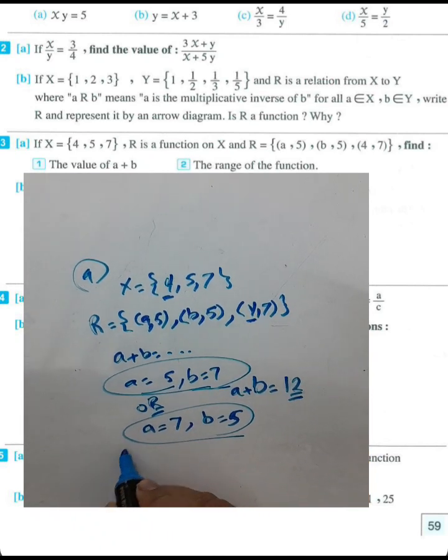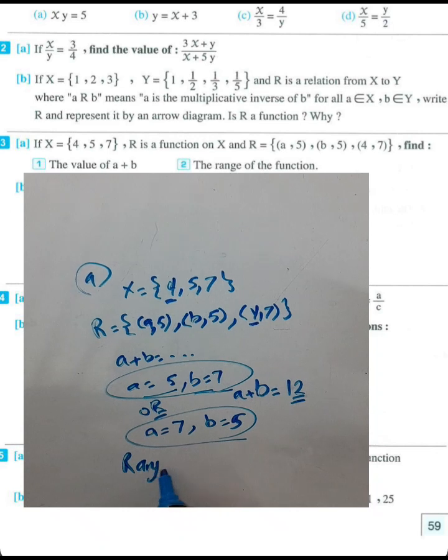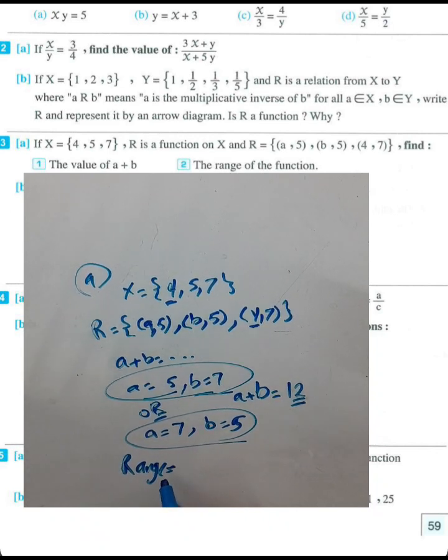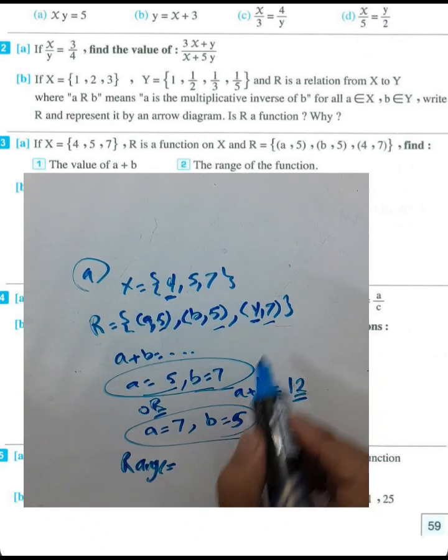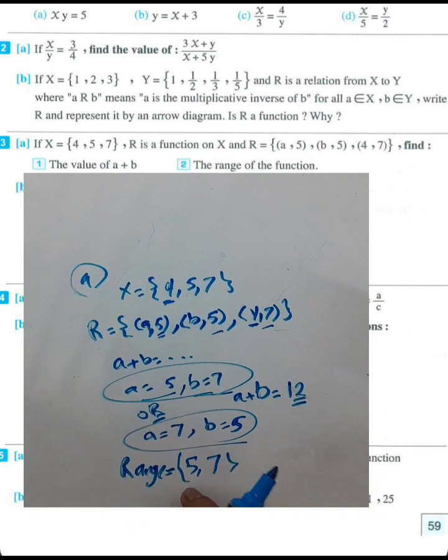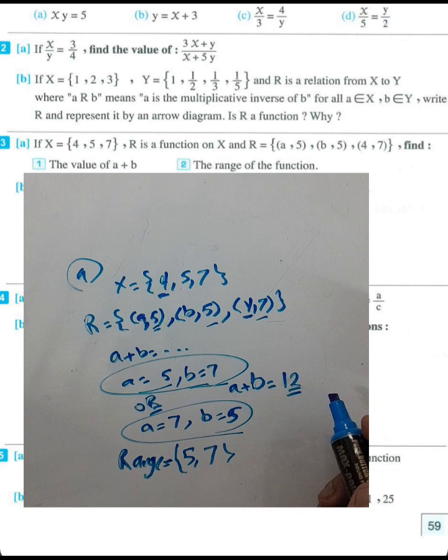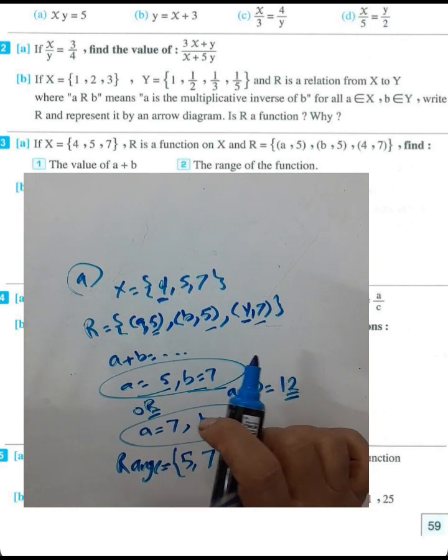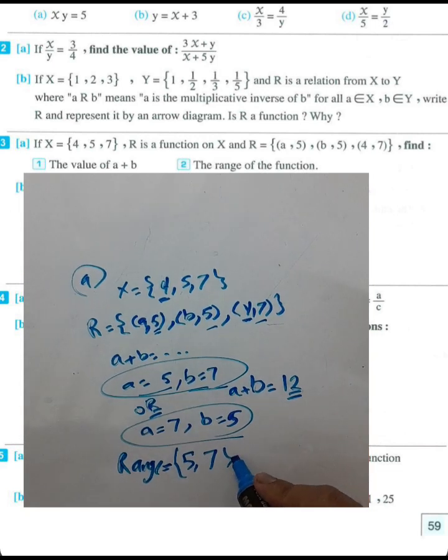And then we can write the range, the images here: 5 and 7. Because 5 was repeated, don't write 5 again. Write 5 one time here. Don't repeat 5. The set is 5 and 7 only.